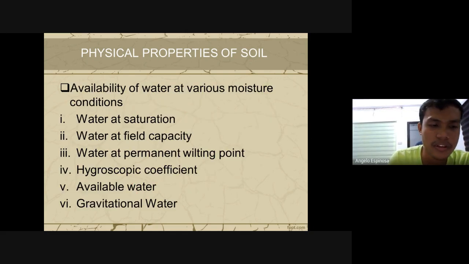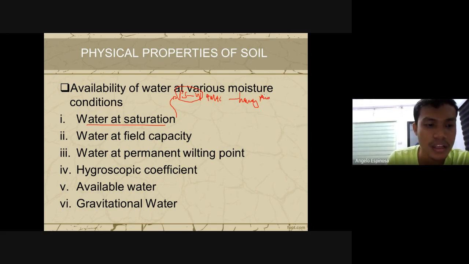Next, we have also availability of water at various moisture conditions. So number one, we have water at saturation. Pag water at saturation, meaning all pore spaces are completely filled with water. Lahat po ng pore spaces po completely filled with water. Yan, saturation. Therefore, merong maximum water holding capacity. Higher po ang water holding capacity niya. And also, the water at saturation occurs after a heavy rain. Nangyayari po yan pag nagkaroon ng heavy rain.